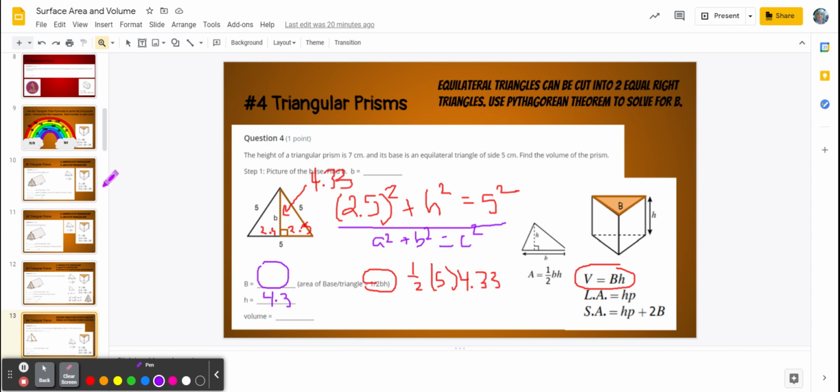It is an answer though. Somehow I didn't get all of my answer choices on my little rainbow board up here.